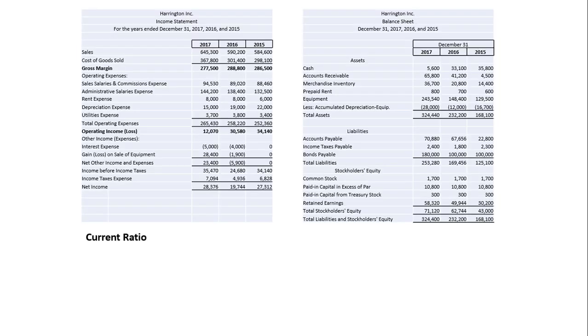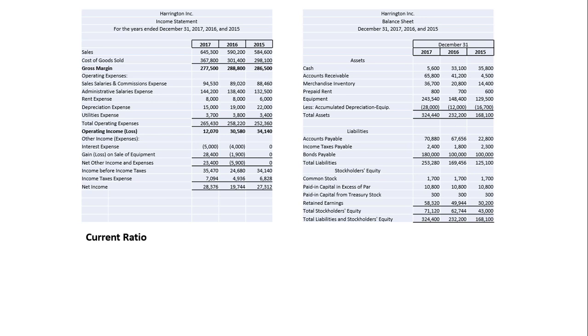Here are the comparative income statements and balance sheets for Harrington, Inc. We'll focus on the current ratios for 2016 and 2017. We'll work through the 2017 calculations in detail, but provide just the check figure for 2016 so you can work 2016 to test your understanding.